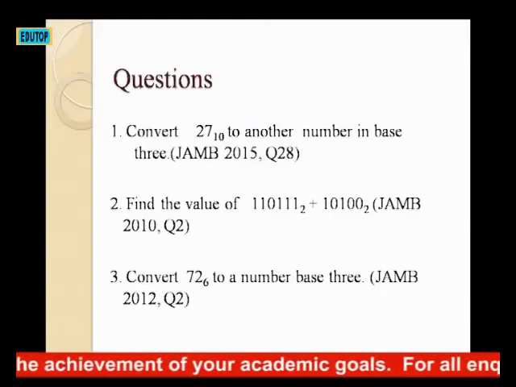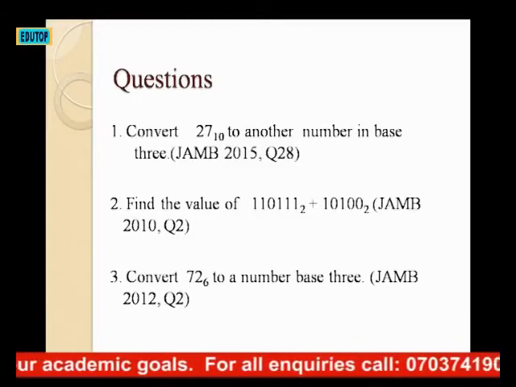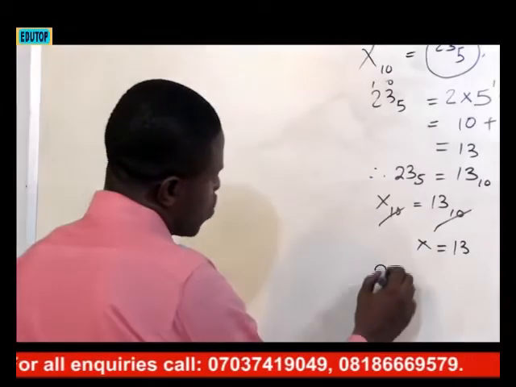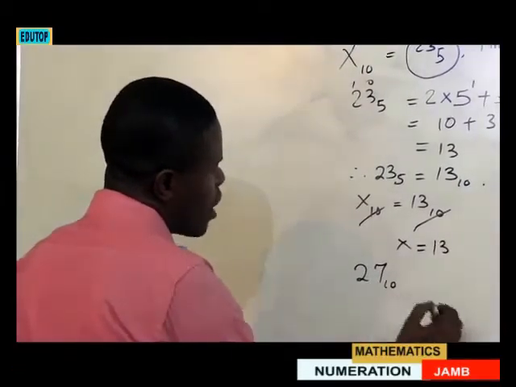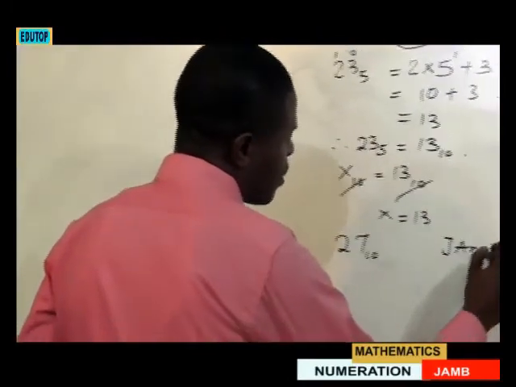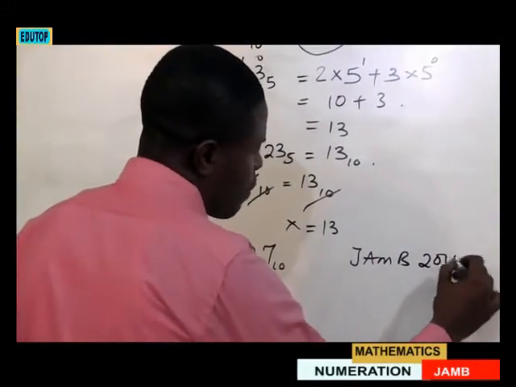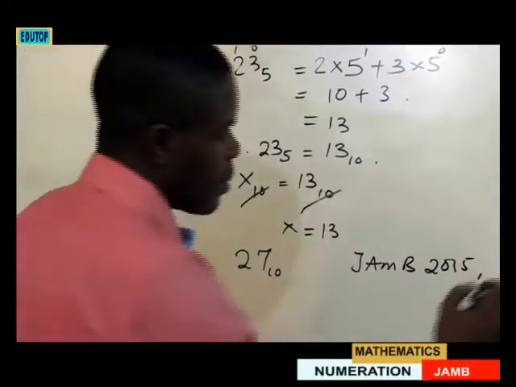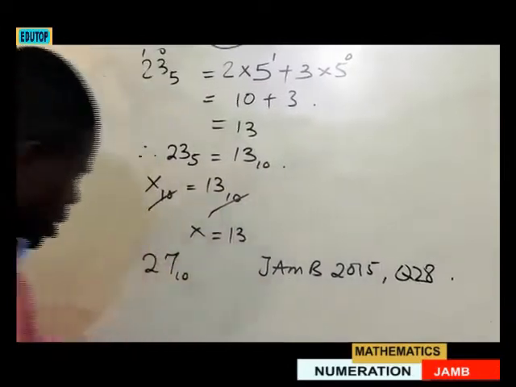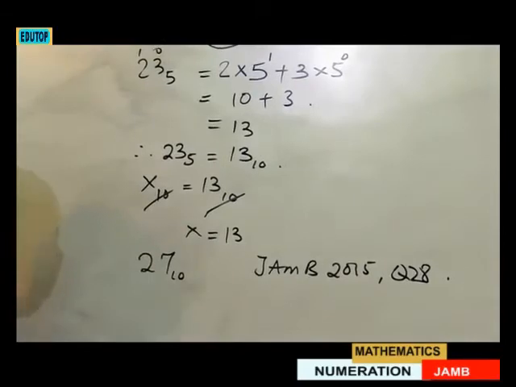Question number 1 says convert 27 base 10 to a number in base 3. This was tested in JAMB year 2015, question number 28. So here you have this number, and we are asked to convert it to base 3.